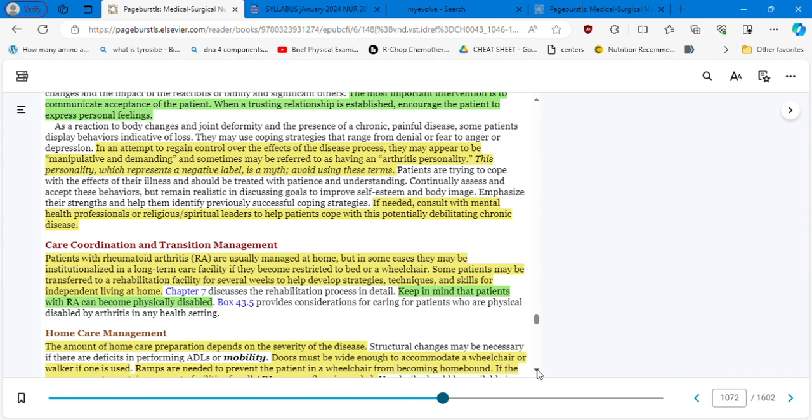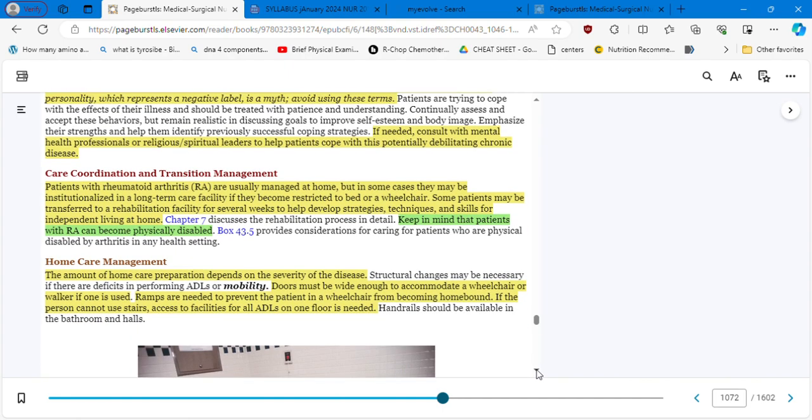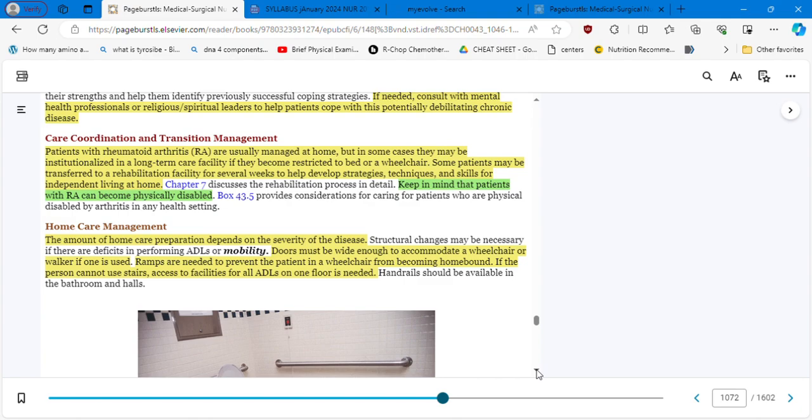Which is very sad, right? Some patients may be transferred to a rehab facility for several weeks to help develop strategies, techniques, and skills for independent living at home, especially if they are living by themselves. Keep in mind that patients with arthritis can become physically disabled.